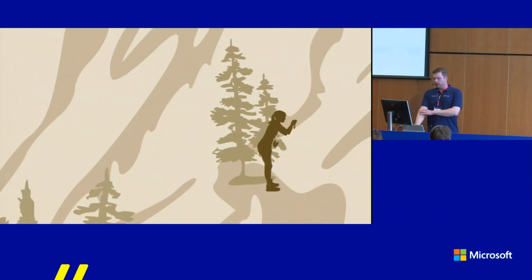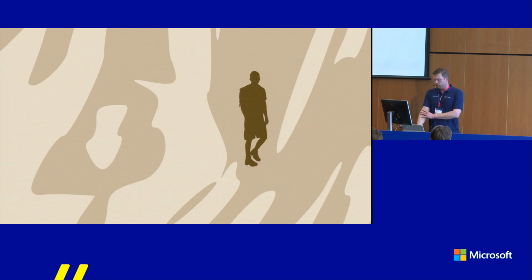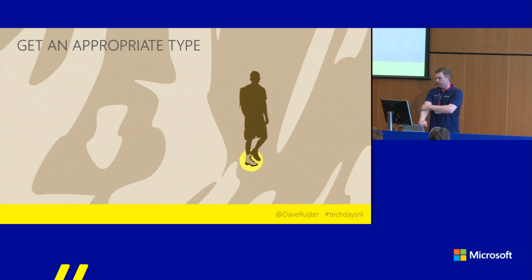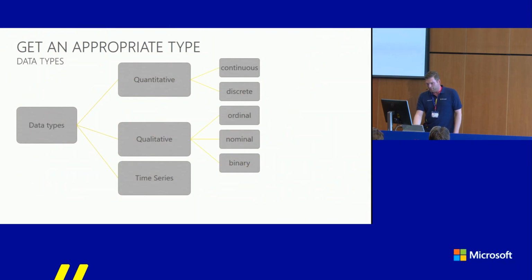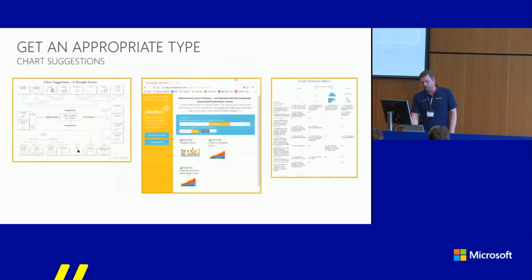So that was asking for directions. Next step in our journey is getting an appropriate type. Look at your data types. They can be quantitative, qualitative, and time series, and even have subtypes. And they decide for a great part the correct type of charts. So know your data types.